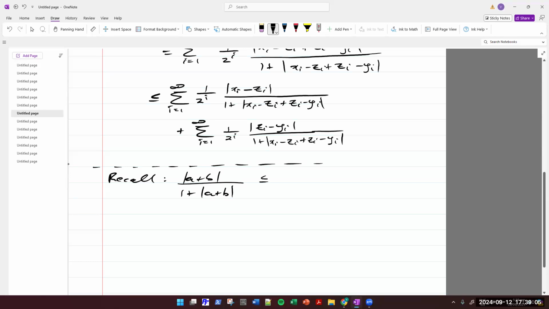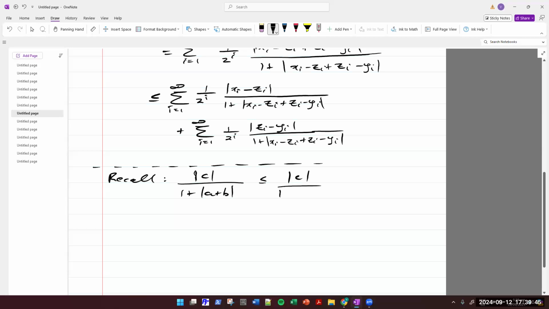Okay, so this fraction is less than or equal. Actually, I just need c on top. Let's call this c. So this fraction is less than or equal, so I just make the denominator smaller. Because if the denominator is smaller, then the fraction is bigger. So how would I make this denominator smaller?